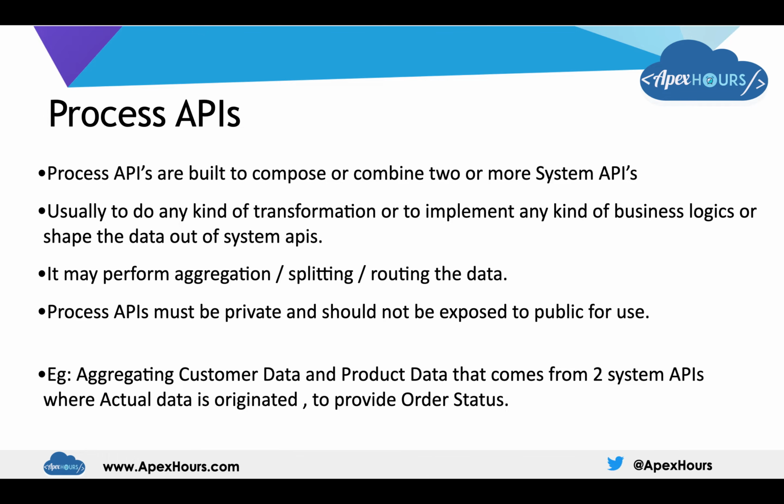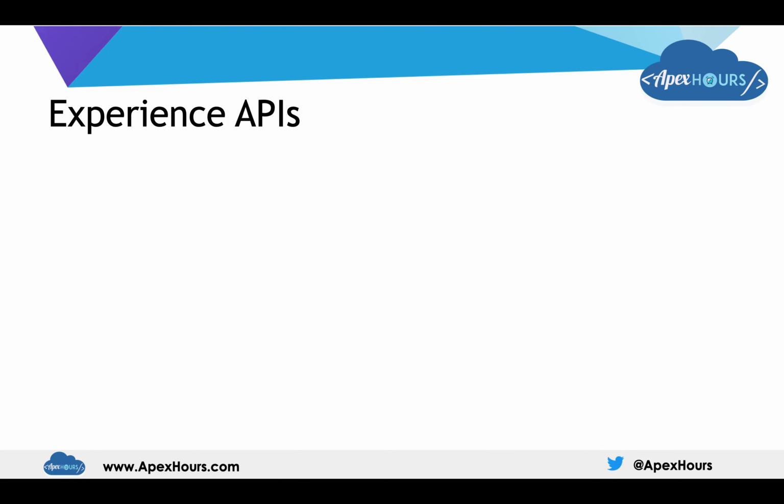So now we have two system APIs. One has customer data, and the other has product data, connecting to two different systems: one is Salesforce and one is Oracle. Now our job is to get the order status, so we need to combine both because the data is in two different systems. So we create an API to do this logic, and we name that a process API. Okay, very simple.